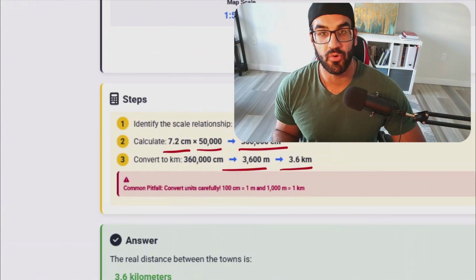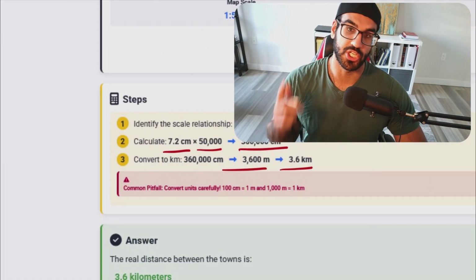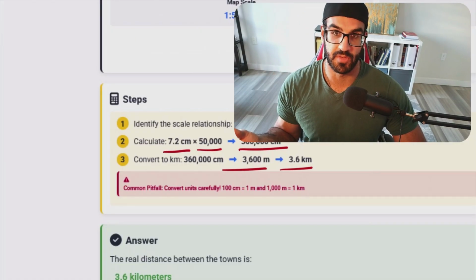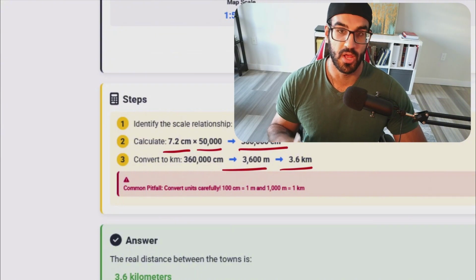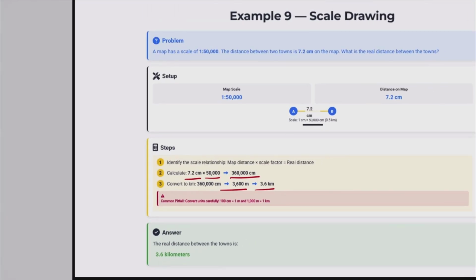Please be careful. Each meter is going to be considered as 100 centimeter and each kilometer considered 1,000 meters. So when you're trying to compare one to another, please be careful about that one as well.